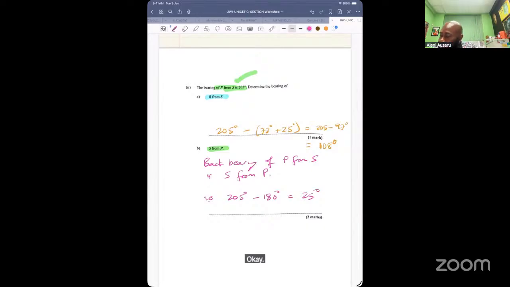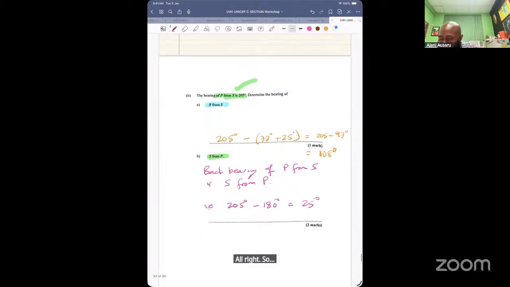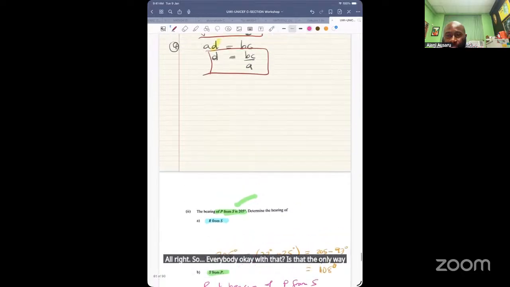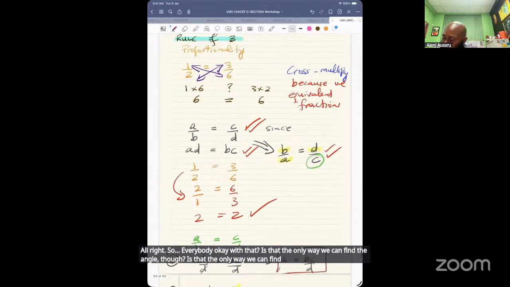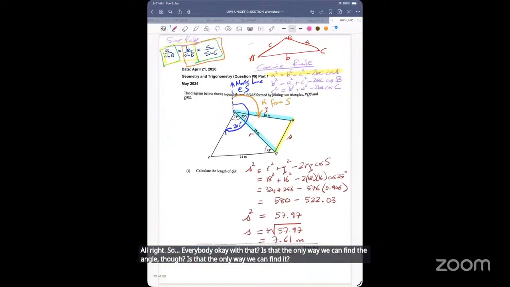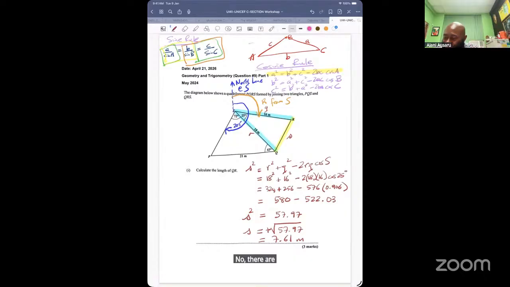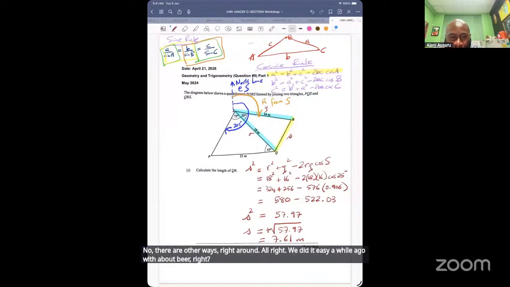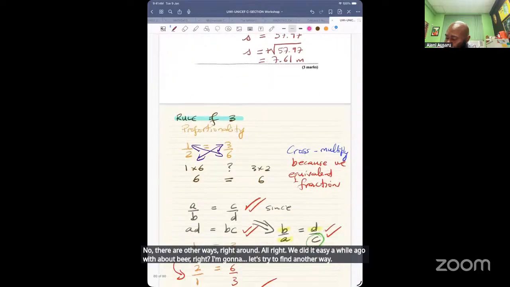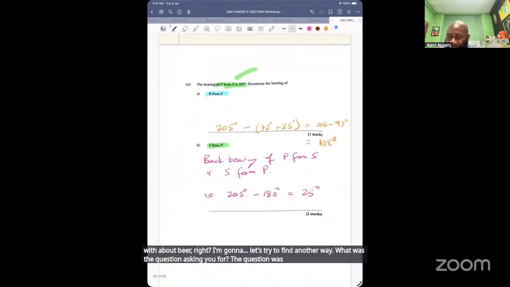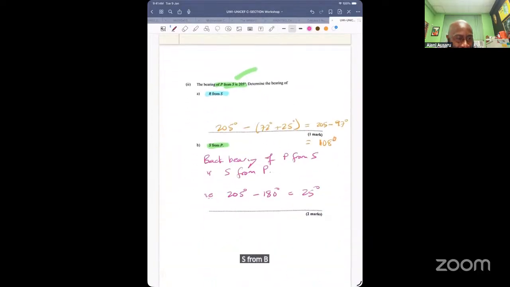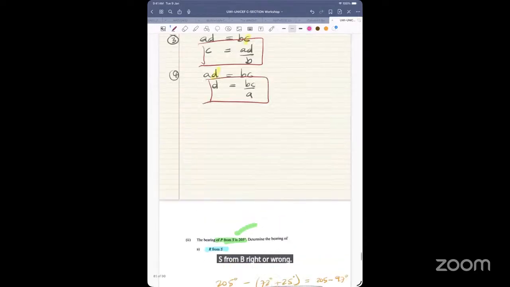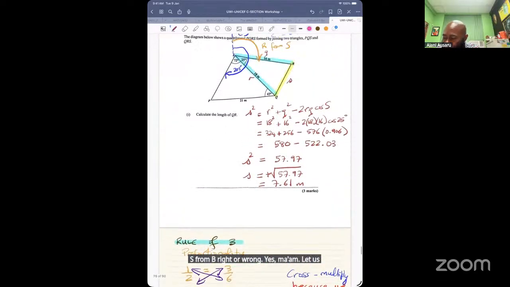All right. So, everybody okay with that? Is that the only way we can find the angle, though? No, there are other ways, right? So we did it the easy way a while ago with the back bearing. Let's try to find another way. What was the question asking you for? S from P, right? So let us do S from P.